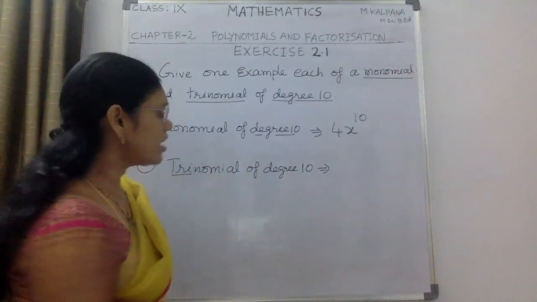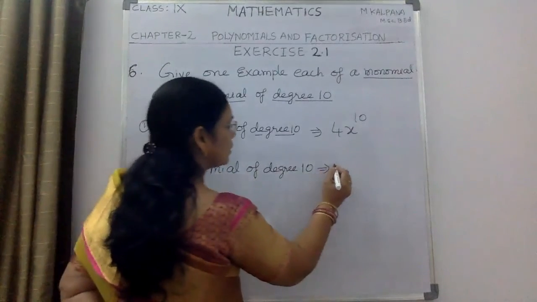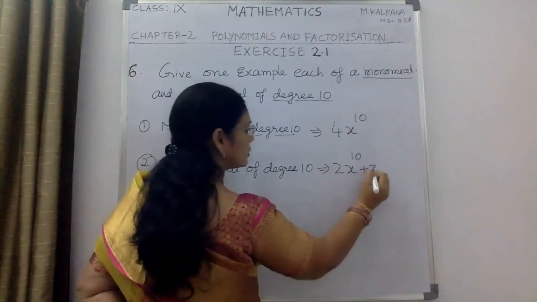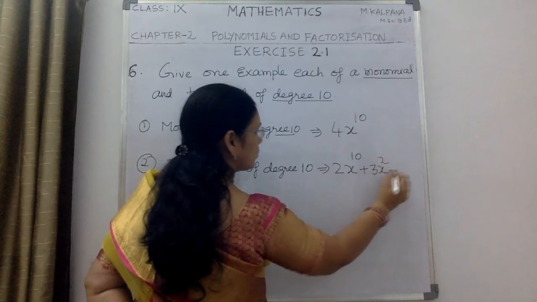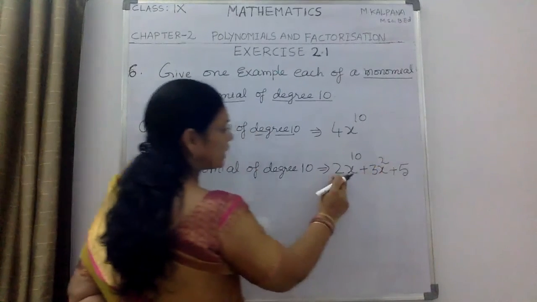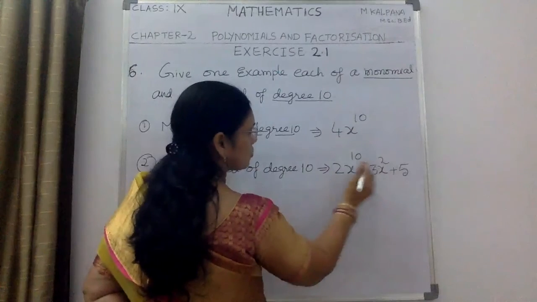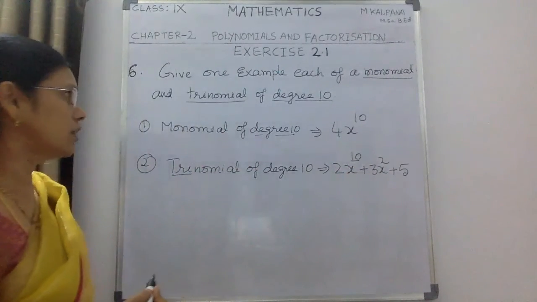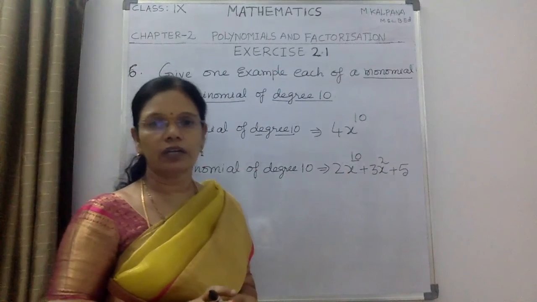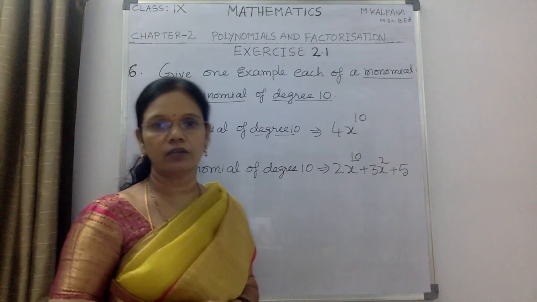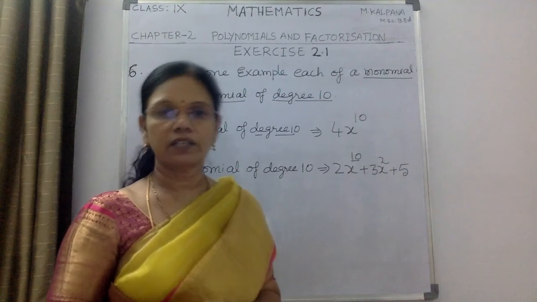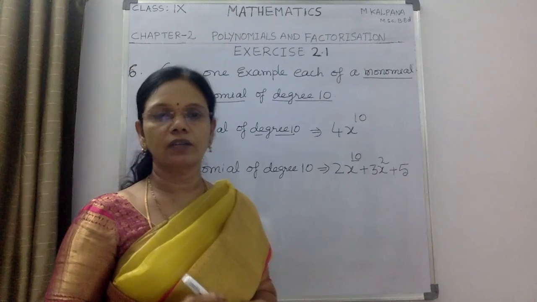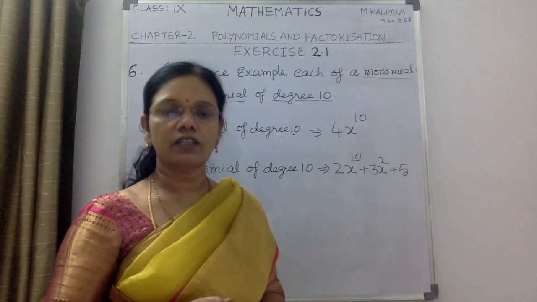So I am writing a trinomial here: 2x to the power of 10 plus 3x square plus 5. How many terms are there? Three terms. What is the degree here? The highest degree is 10. So this is a trinomial of degree 10. All of you give at least 5 examples in each case, children. With this we have completed exercise 2.1. I hope you understood all the problems, and try to solve many more problems, children. This is important even from the examination point of view.